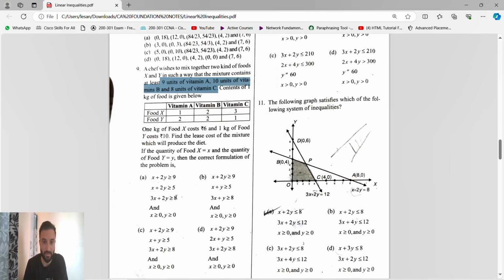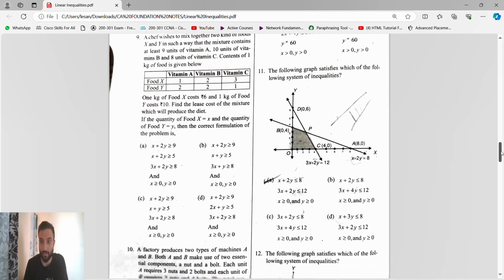So 9, 5, 8. No. Oh, all are 9, 5, 8 also. So it should be 9, 10, 8. Okay. Now we have to see this value.